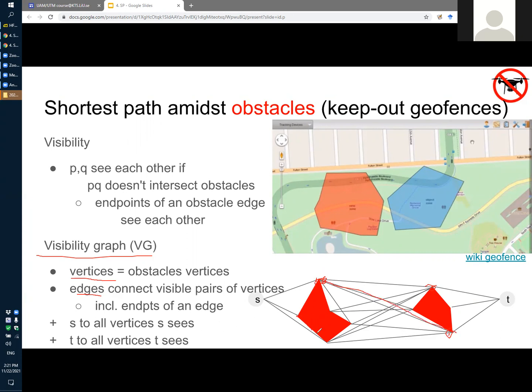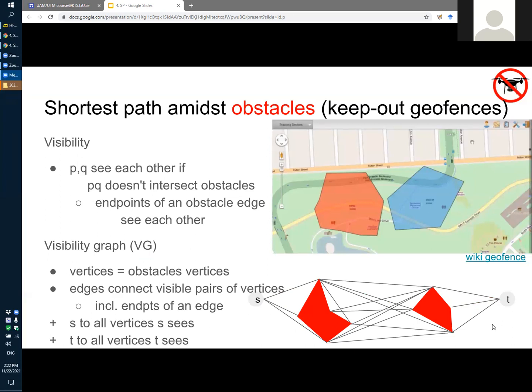And again, since endpoints of the same edge see each other, we assume that there is also an edge between the vertices that constitute the same edge. And in addition, we take the starting point and the ending point and add edges from them to all vertices that they see. So edges like this. Okay, so that's the visibility graph of the domain. Essentially all vertices, S and T, that see each other.